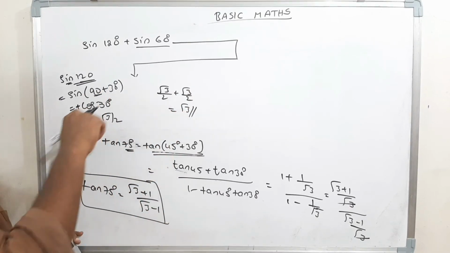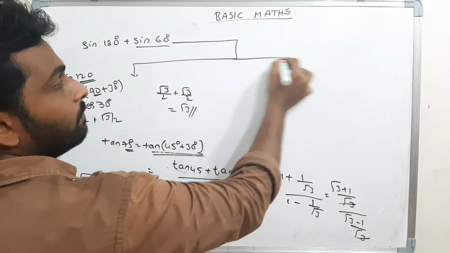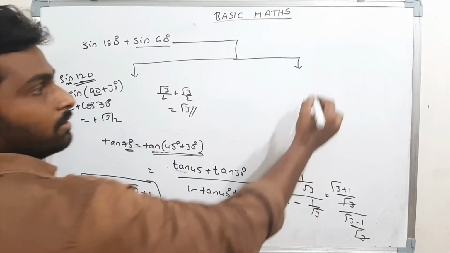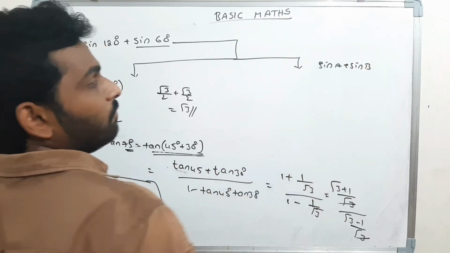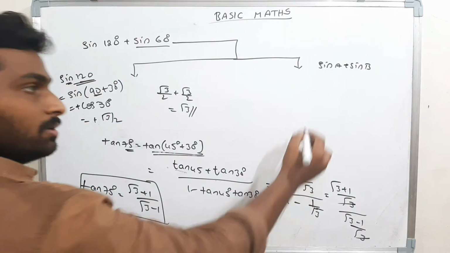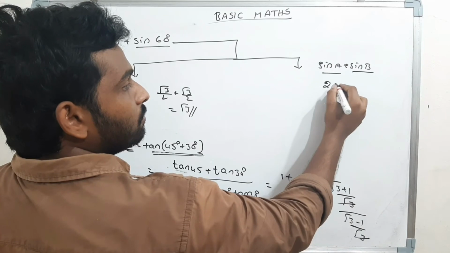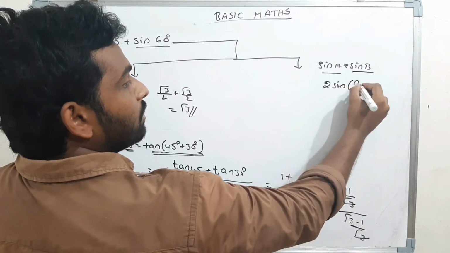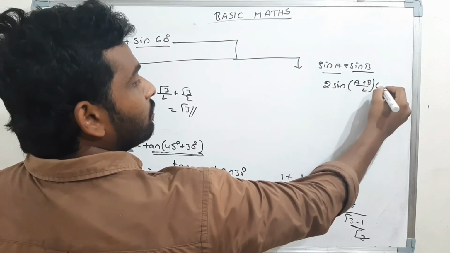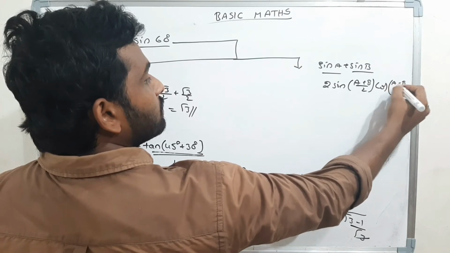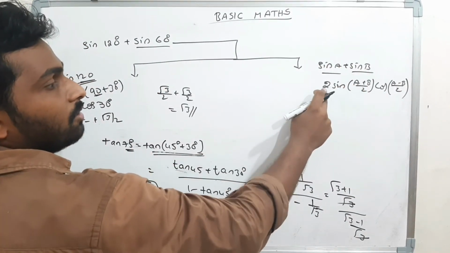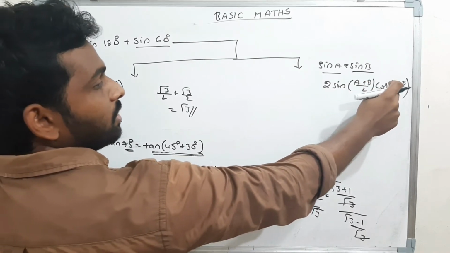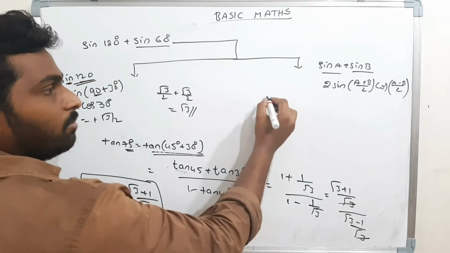Or I can do this by another method. What is that? The sin A plus sin B formula. What is sin A plus sin B? Sin A plus sin B means 2 sin of A plus B by 2 into cos of A minus B by 2. Do you remember this formula? Sin A plus sin B is equal to 2 sin A plus B by 2 cos A minus B by 2. Use that formula. What do you get?